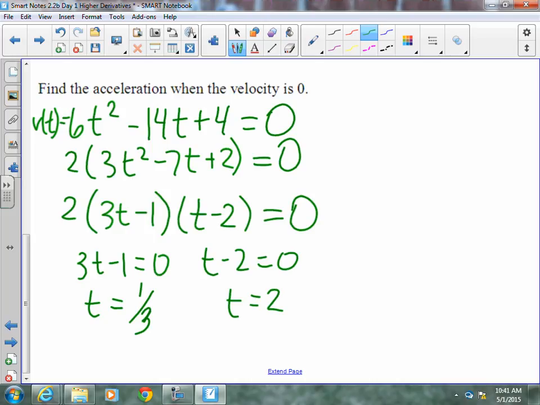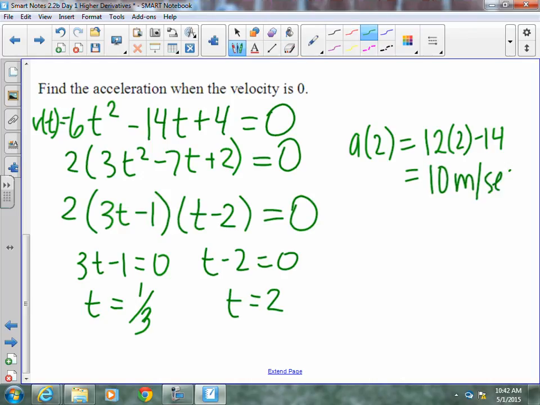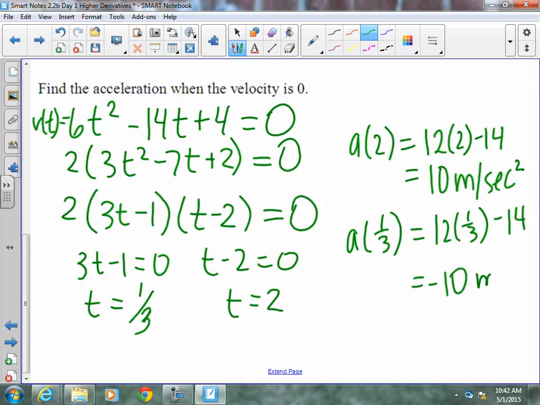And they want to know the acceleration at those times. The acceleration at 2 is 12 times 2 minus 14, which is equal to 10 meters per second squared. And the acceleration at 1/3 is 12 times 1/3 minus 14, which is 4 minus 14, or negative 10 meters per second squared. Negative 10 meters per second squared. So, look this over. Questions, come with them tomorrow.